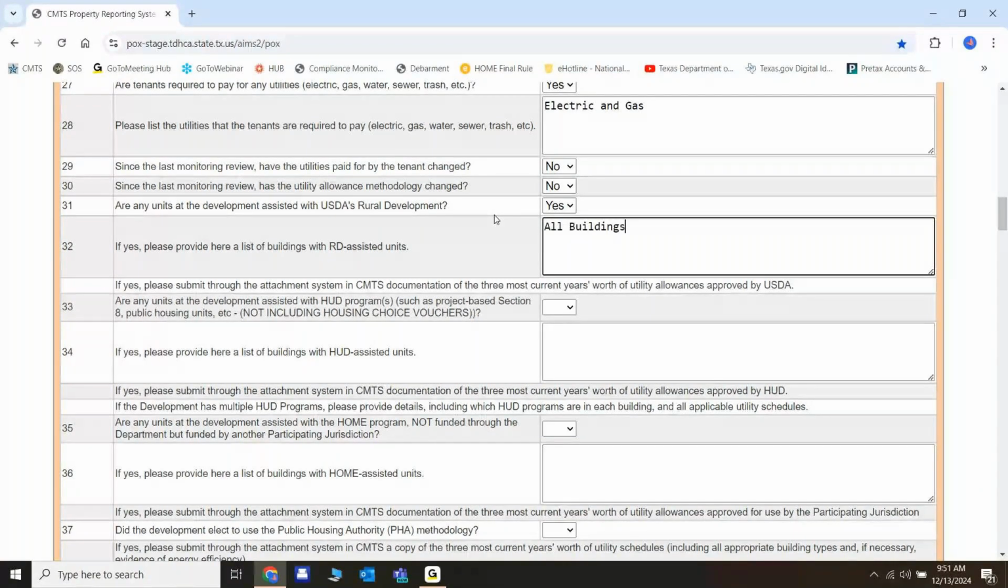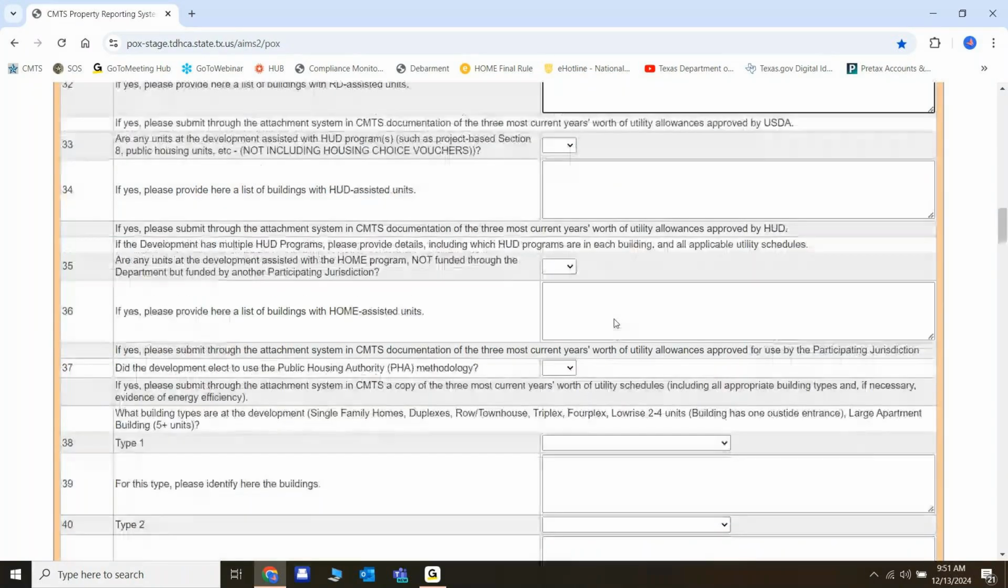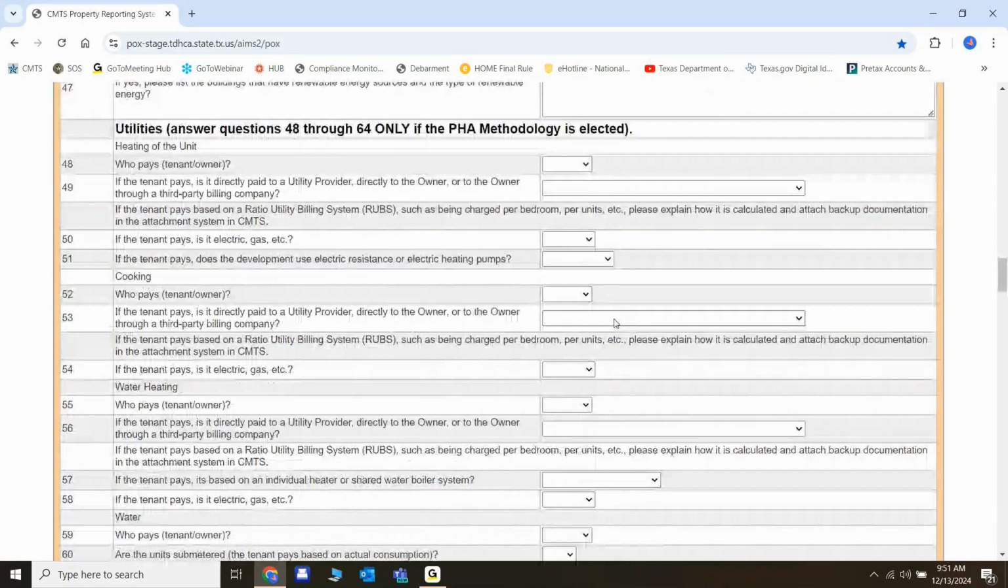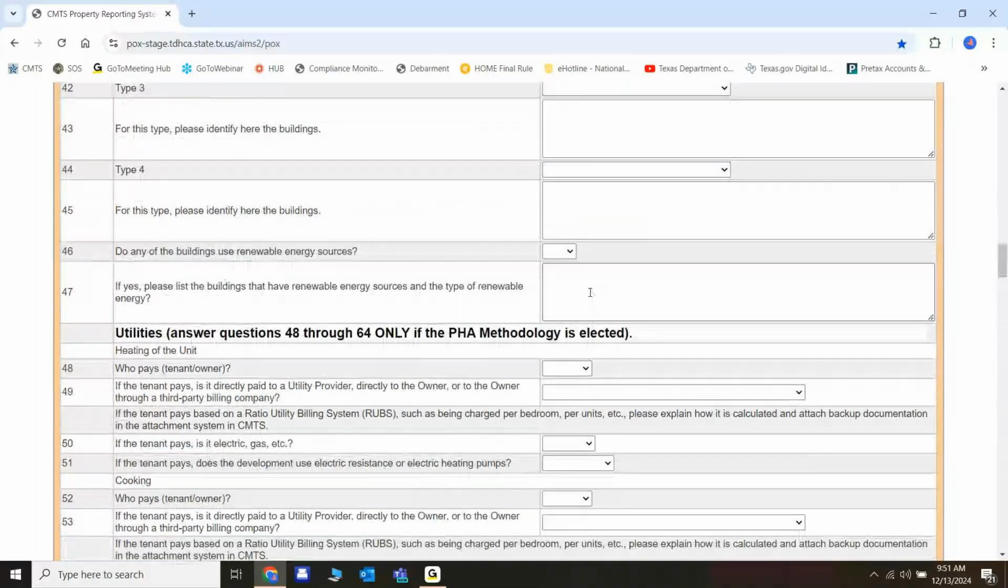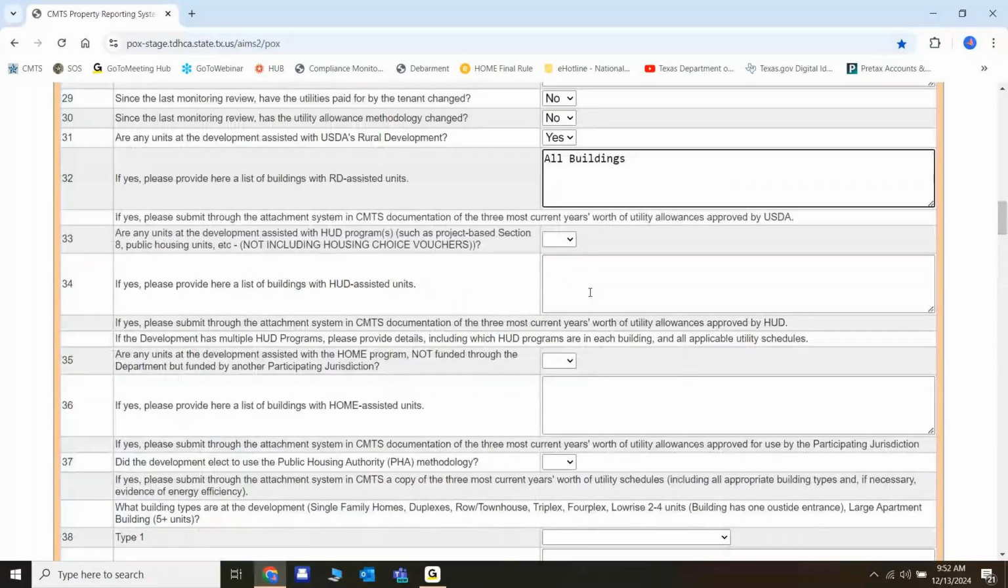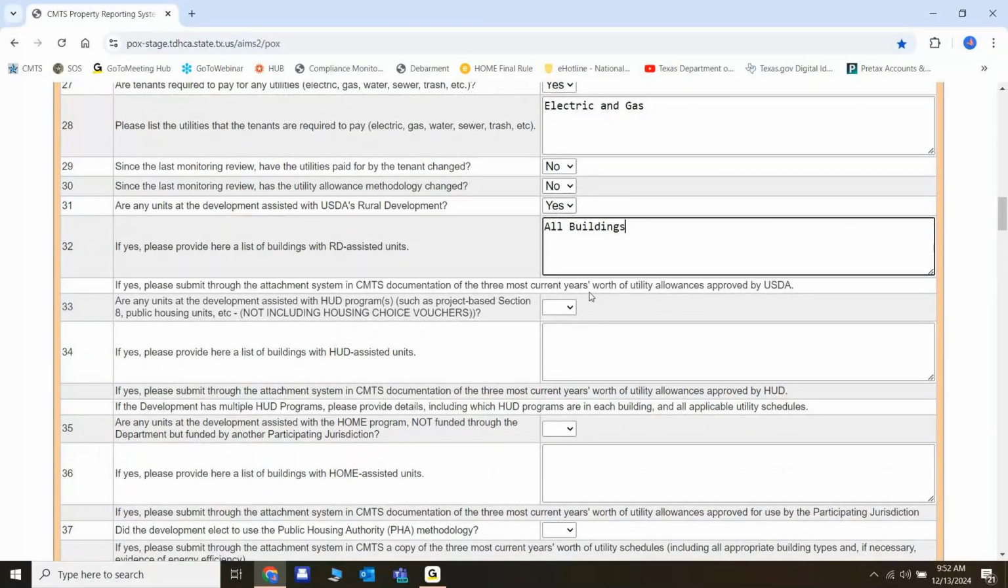And so then it tells you, if yes, stop right here, go into the CMTS attachment system and update and upload your approved USDA. And once you do that, guess what? You don't do anything else in this utility allowance section. You skip all the way down to social services. You are done with utility allowances. All of these can stay as blank, because none of these questions apply to you anymore once you do that. If every building is assisted with RD, you're done. If you don't have RD, you're just going to say no, and you go on to the next question.